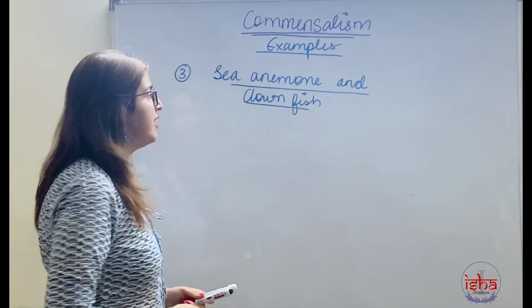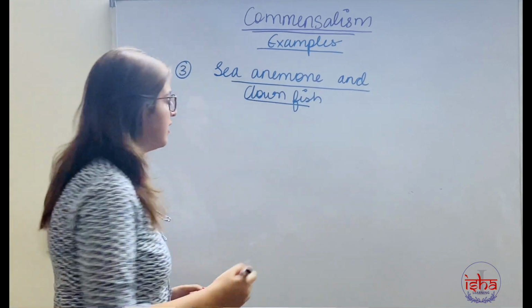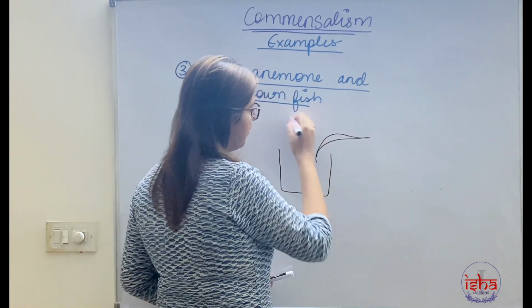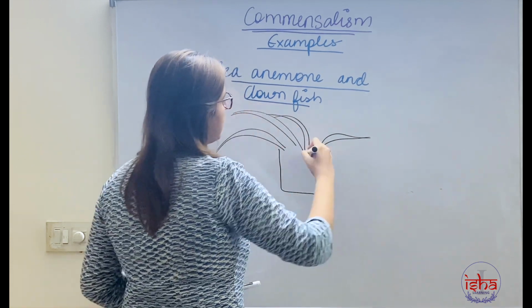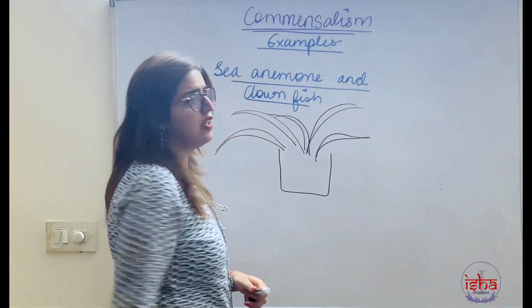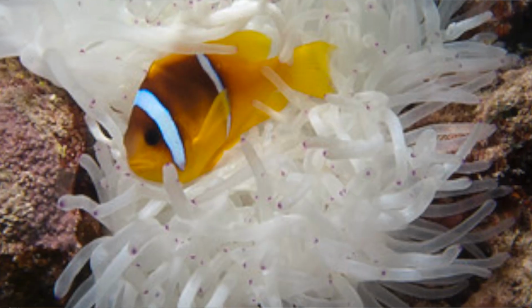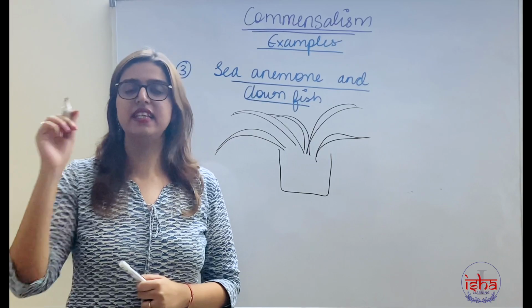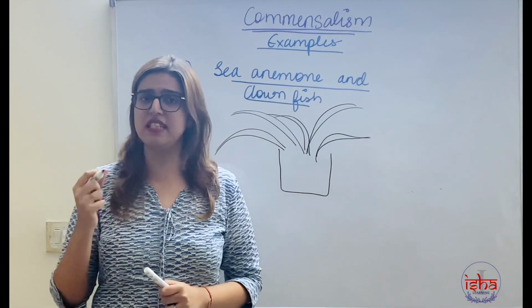Look at sea anemone and clownfish. This association is very interesting. Sea anemone is a creature that has many tentacles coming out of its body. These tentacles have sting cells. Naturally, why are these sting cells present? So that whenever any predator comes to attack this sea anemone, the sea anemone is going to sting it. वो उस पे हमला कर देगा using these sting cells.